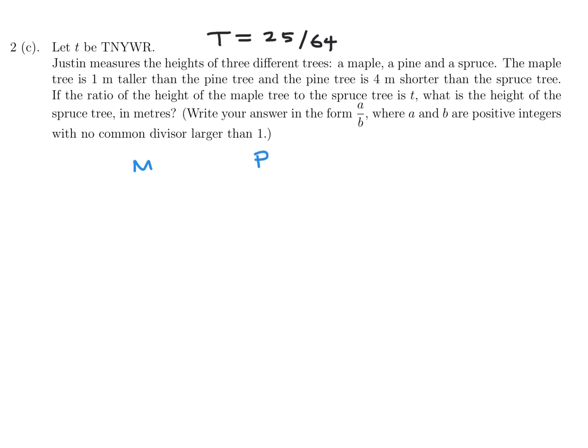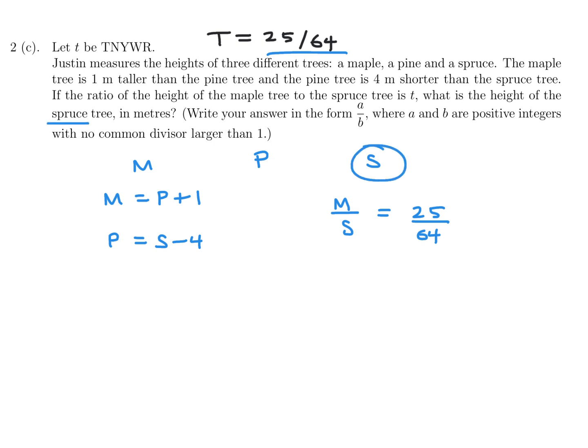Maple, pine, spruce. So entirely based on what they told me, m is equal to p plus 1. And p is equal to s minus 4. And the ratio m over s is equal to t, and t is this guy, 25 over 64. Okay, so that's the setup. And what are they asking us to find? They want us to find basically s. That shouldn't be a problem.